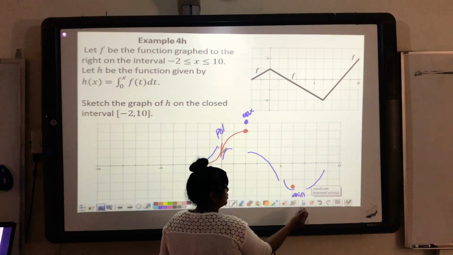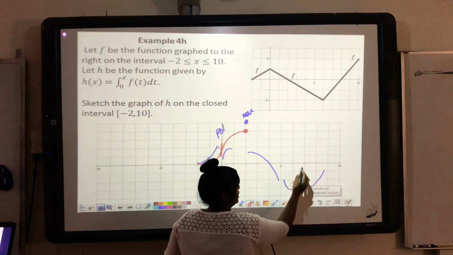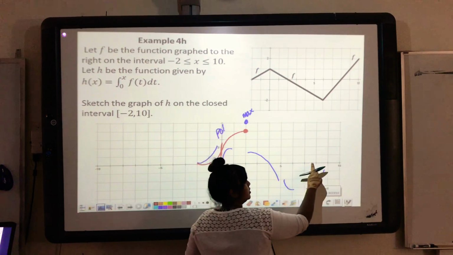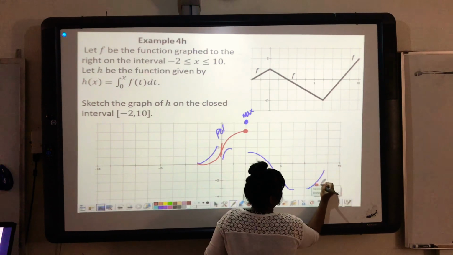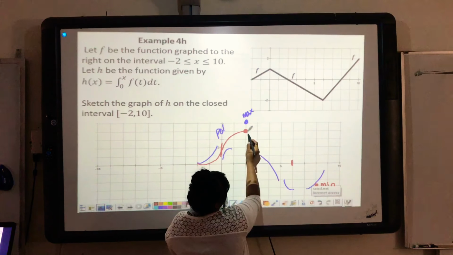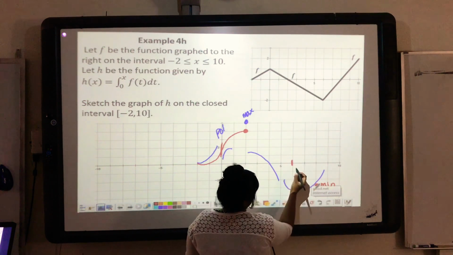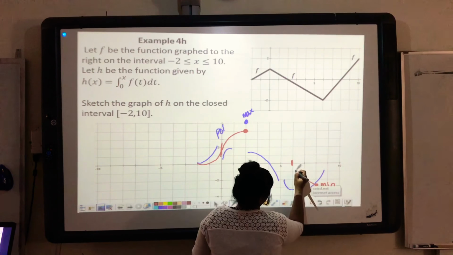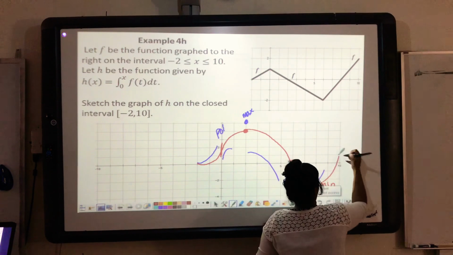Oh, I labeled my min at the wrong spot. That would be why. My minimum is actually going to be at 8. Where's 8? Here's my min. So we'll put it right here, minimum. This is a point of inflection, that's what this is. So I'm going to come down, and then at my point of inflection, that's when it's going to change. So I'm going to go like this, here's my point of inflection, and I'm going to continue up.